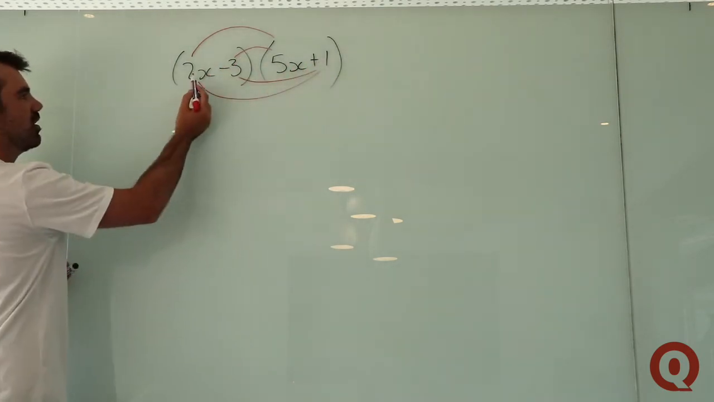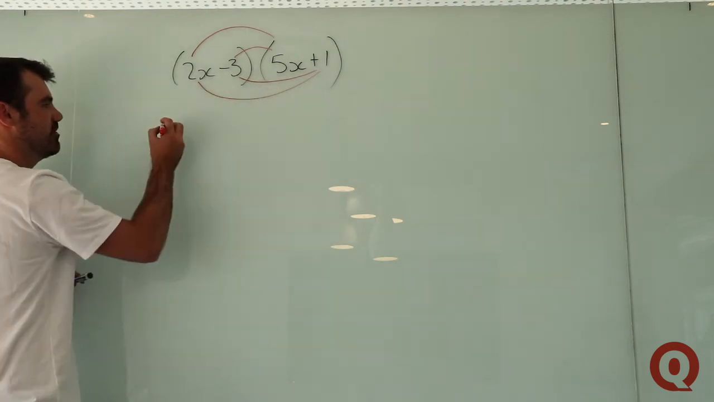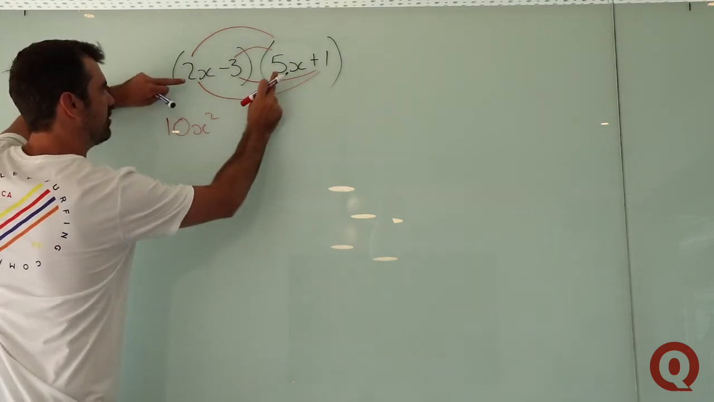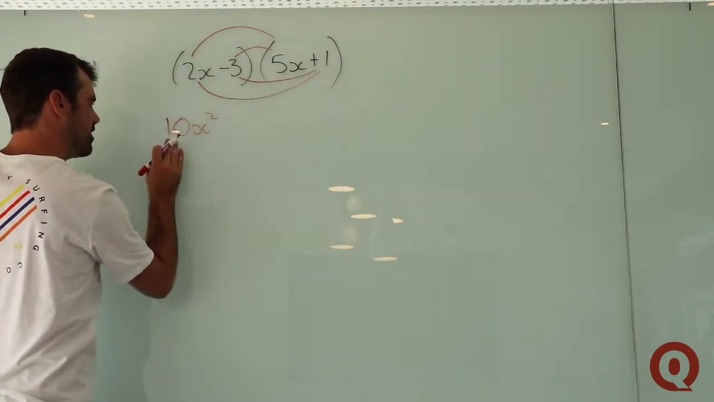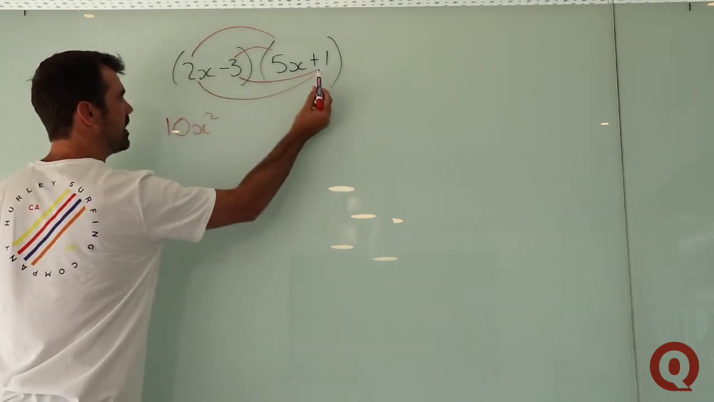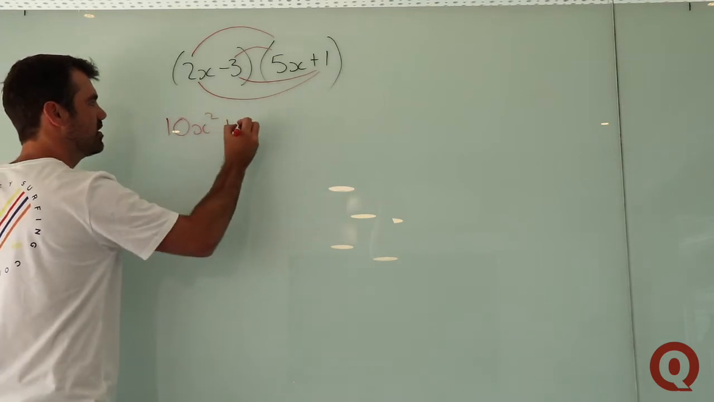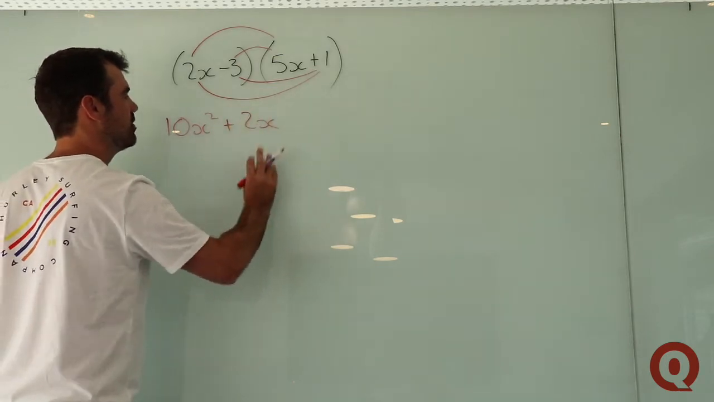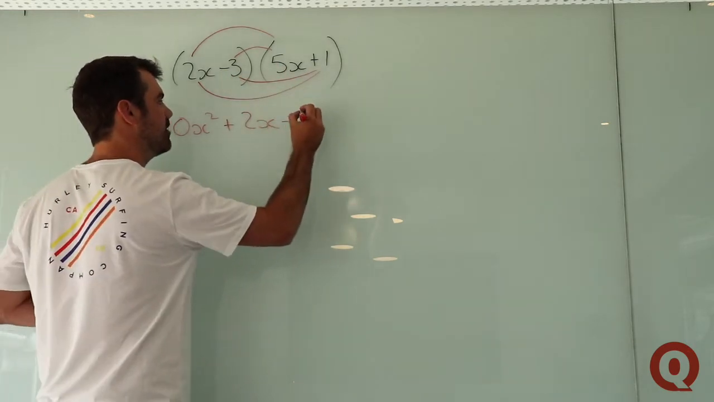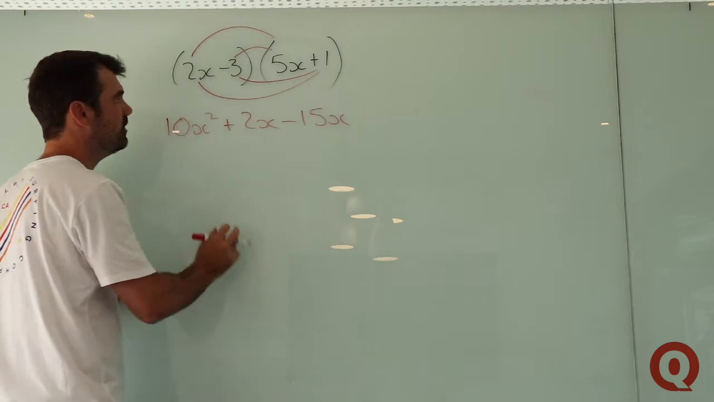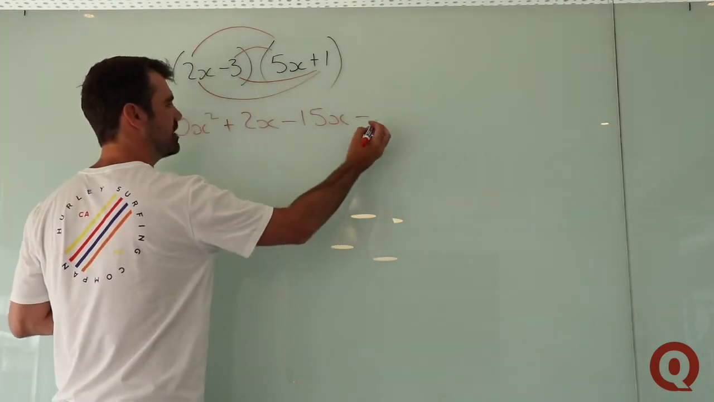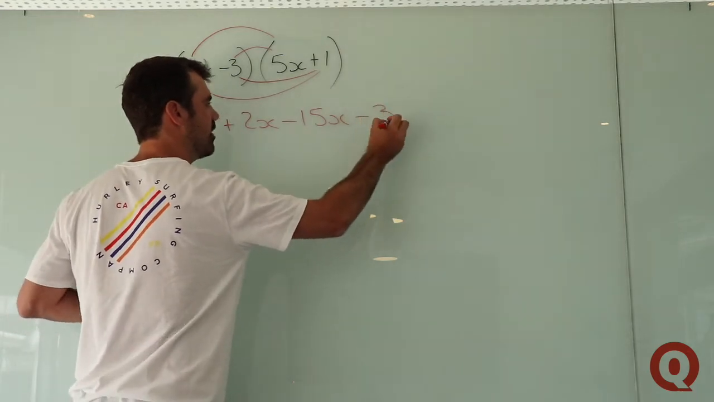So what is this going to give me? Well, 2x multiplied by 5x gives me 10x squared. I first always like to deal with my coefficients, so 5 times 2, or 2 times 5, gives me the 10, and then x times x gives me the x squared. Now we're going to go 2x multiplied by my positive 1, which gives me a positive 2x, because 2 times 1 is 2. And then I've got negative 3 times a positive 5x, which gives me the negative 15x. And then negative 3 times a positive 1 is going to give me a negative, because a negative times a positive again is that negative answer, 3.